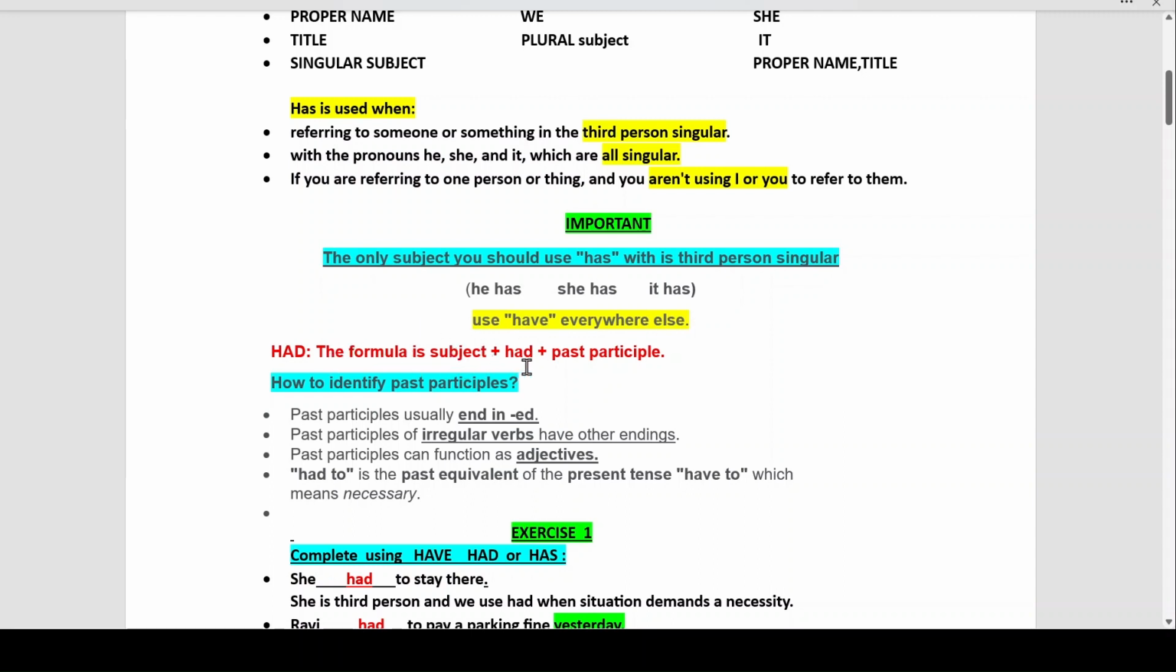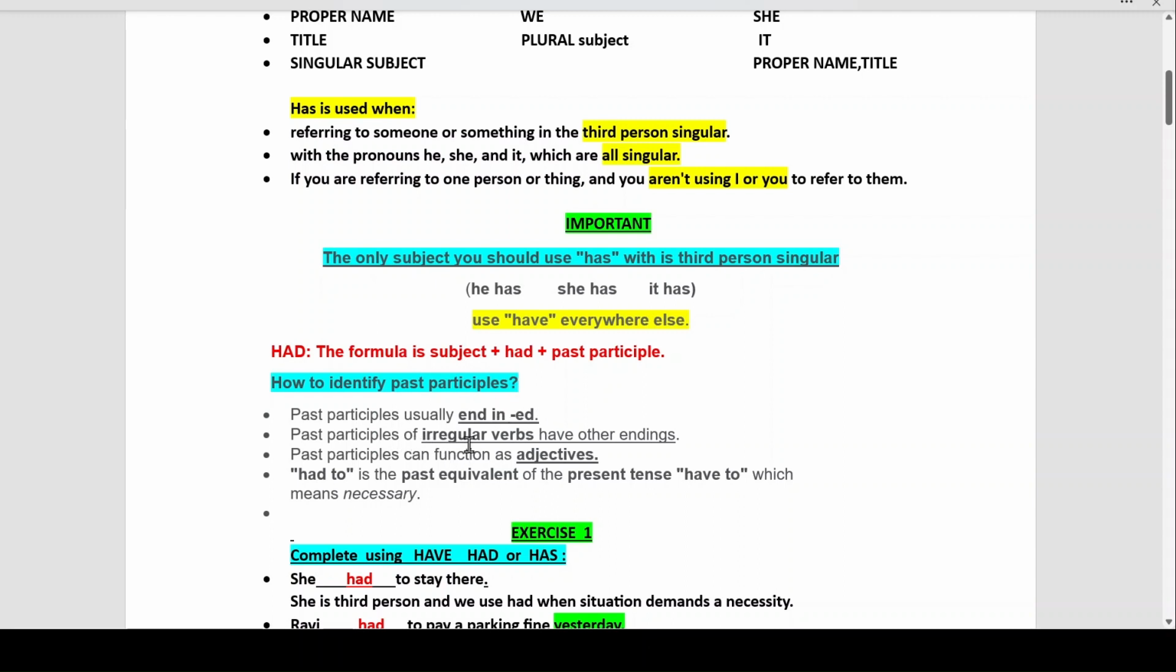The formula is subject plus had plus past participle in the sentence. Your sentence should have a subject, what we are talking about. Following the subject, it should have had and then be followed by the past participle. This is for had in the past tense. Now, you will ask what is a past participle? Past participles are those which end in ed. They are the verb forms which end in ed.